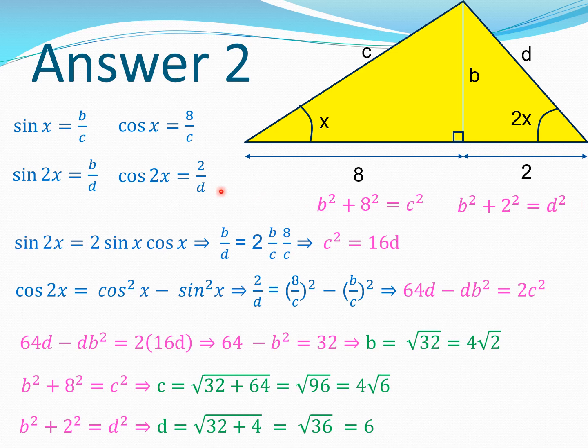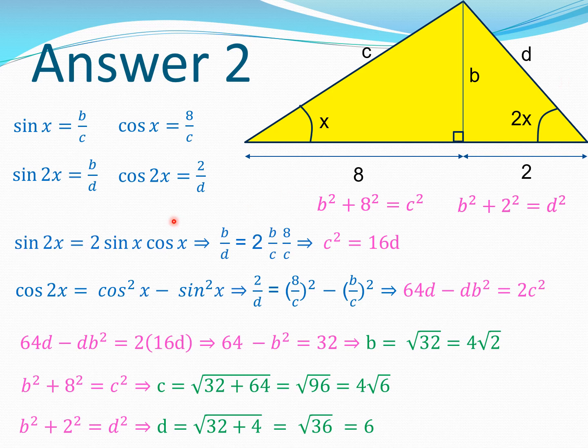So how I did this problem is that I essentially got sine x, which would be b divided by c, cos x, which would be 8 divided by c. These are from the basic definitions of the trigonometric functions. So you are checking out the student's capability of remembering these things. Sine 2x would be b divided by d, and cos 2x would be 2 divided by d.